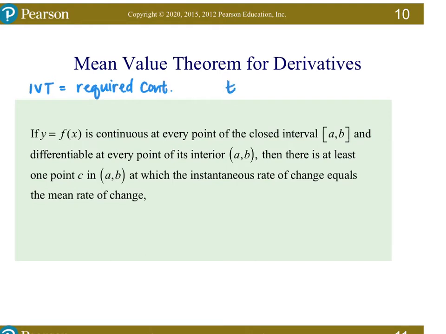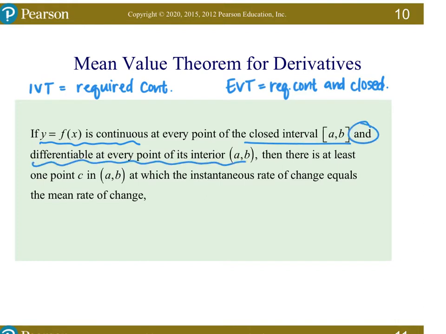We had the extreme value theorem. That required continuity and a closed interval. Now we have the mean value theorem, which also requires continuity on a closed interval, but it adds another layer. If it's continuous on the closed interval, and if it's differentiable at any point, okay, so those are the setups. Those requirements have to be true for the mean value theorem.